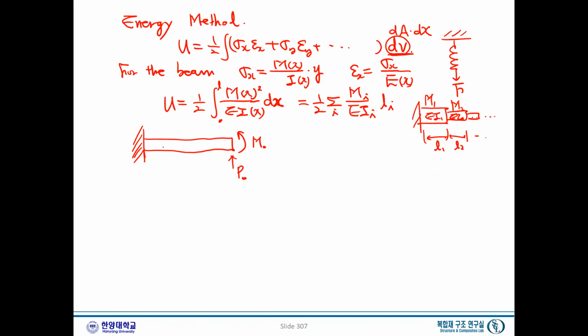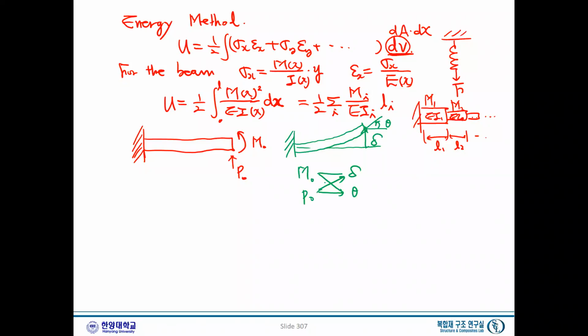I will rewrite here. This will deform like that. The amount of this is delta, and this is theta, right? Please pay attention to that. Moment M0 can generate delta and theta, right? And P0 also can generate delta and theta.